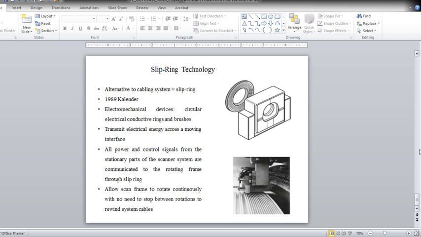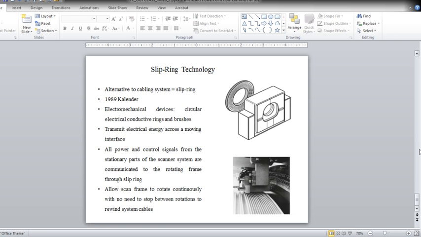In the next generation, the fourth generation, the technology enhanced after the third generation is slip ring technology. The concept of the slip ring technology is the same as that of a DC motor, which uses slip rings. The main purpose of using the slip ring is to eliminate direct contact of the wires with the source. It provides an alternative cabling system, and it was first introduced by Calendar in 1989.